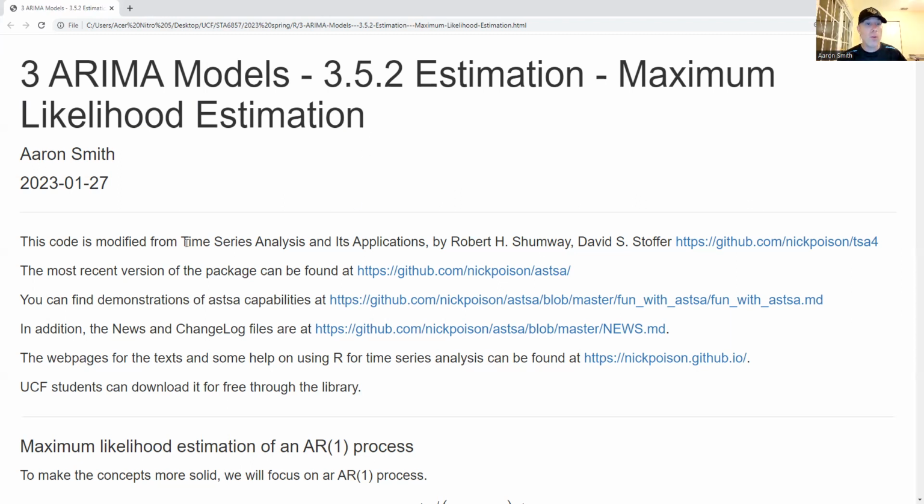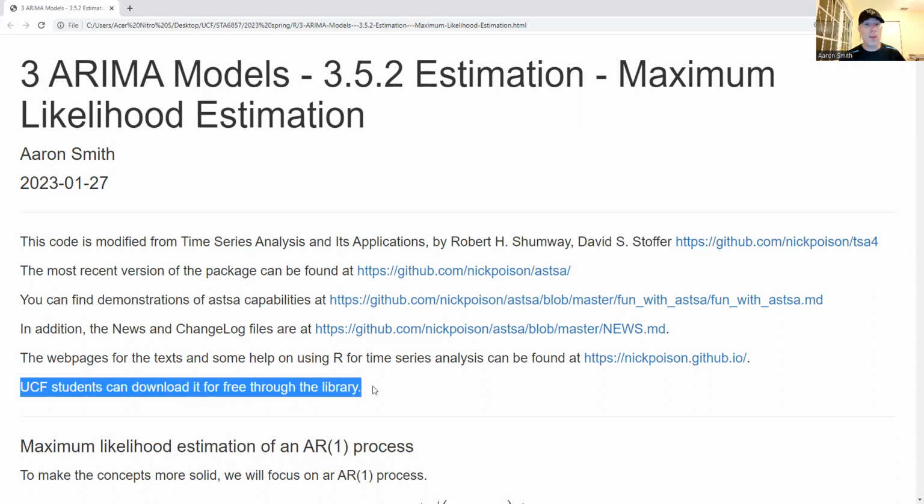All right, so we're going to run through some examples from Time Series Analysis and Its Applications, Chapter 3, section 3.5. Here are the names of the authors. Here's our GitHub page for you to check out. And UCF students can download the textbook for free through a Springer link on the library's webpage.